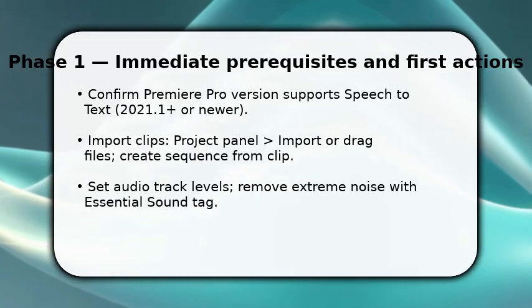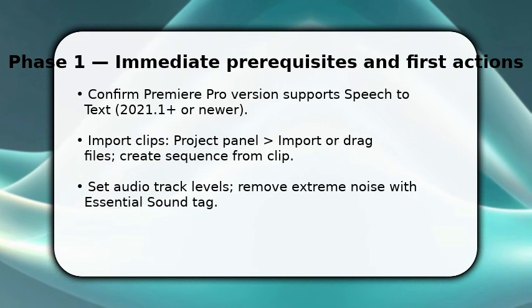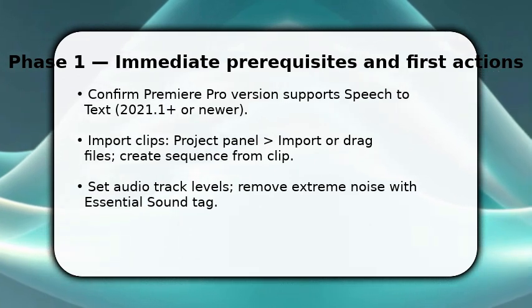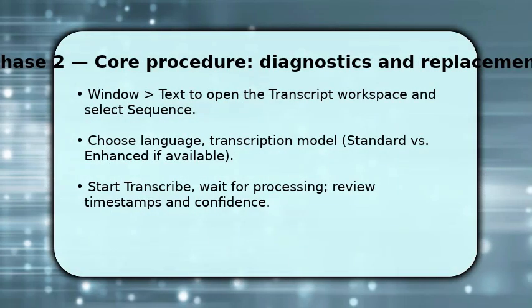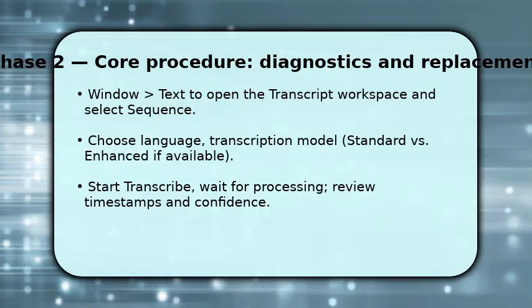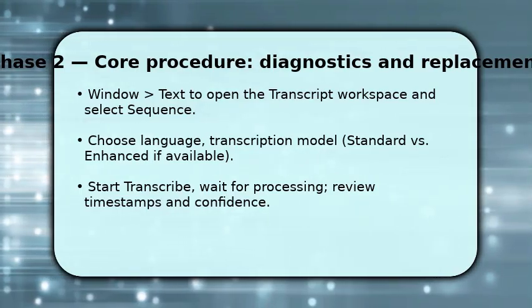Now select the sequence you want to transcribe. You're ready to invoke Premiere's transcription tools and move into the next step. You open the text panel and pick the correct sequence and language. This is critical for accuracy.